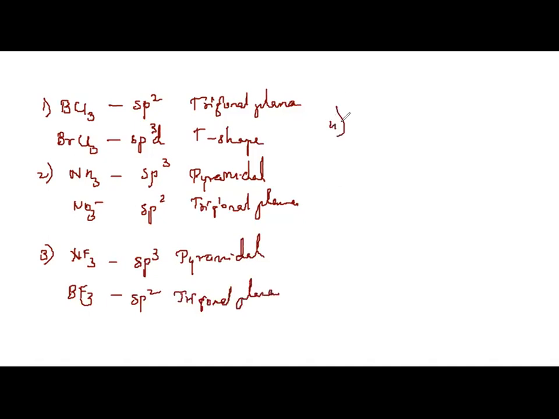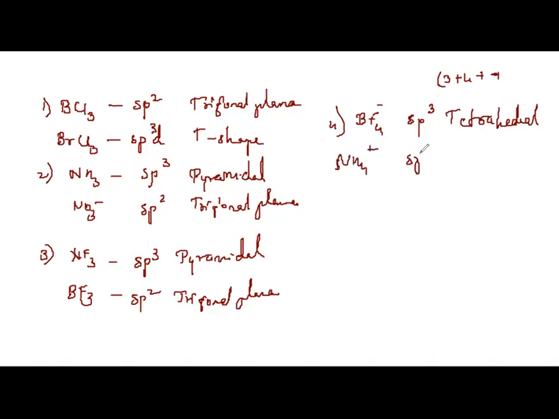Last option, BF4 minus. BF4 minus, you can see half. Boron is 3 plus 4 minus 1. 3 plus 4 is 7, 7 minus 1 is 6. Boron's outermost shell is 3. It is bonded to 4. So minus 1 charge: the minus becomes plus for the anion, 7 plus 1 is 8, 8 by 2 is 4. So hybridization is sp3. Geometry is tetrahedral. Then which one is given?